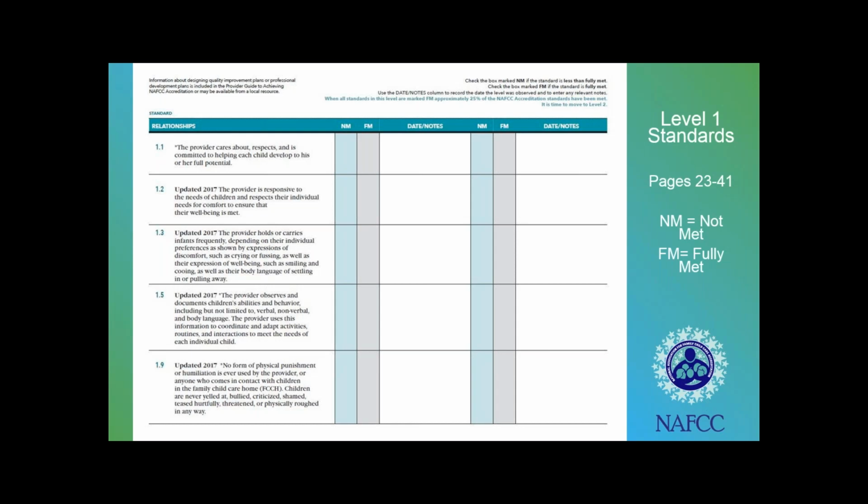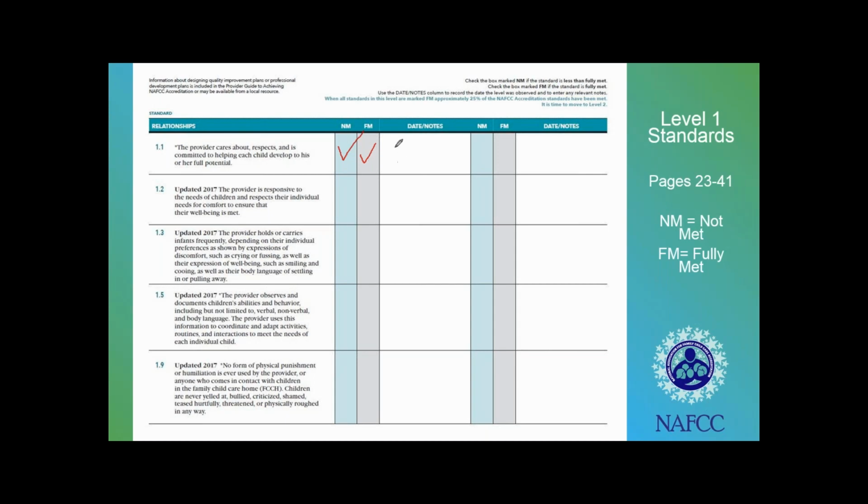After reading that and thinking about it, you will decide whether you feel that standard is not met or fully met in your program. If it is not met, you will put a check mark under the letters NM for not met. If you feel that it is fully met, you'll put a check mark under FM for fully met. Then you will write down the date you made that decision and any thoughts on how you can improve on this standard. For example, let's say you said not met for this standard.